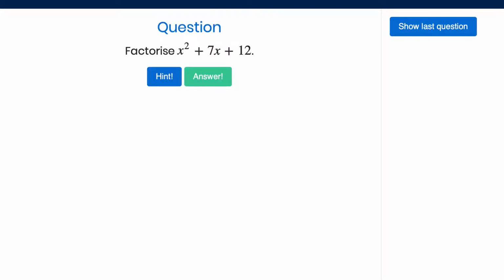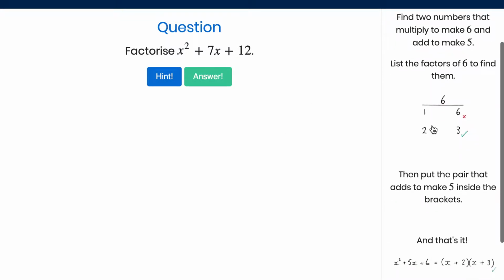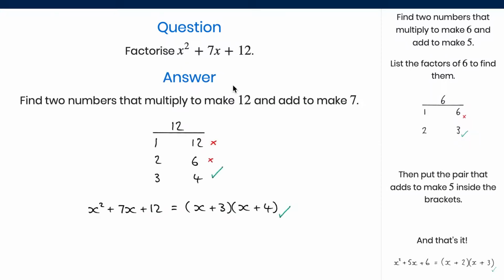Here is another example. Factorize x squared plus 7x plus 12. Follow the method from the last question shown here on the right hand side. Pause the video and have a go. Okay, so here is the answer. We need to find two numbers that multiply to make 12 and add to make 7. And we do this by listing the factors of 12. So we've got 1 and 12, 2 and 6, and 3 and 4. And 3 and 4 are the pair that adds to make the 7 in the middle. So the answer is x plus 3 times x plus 4.